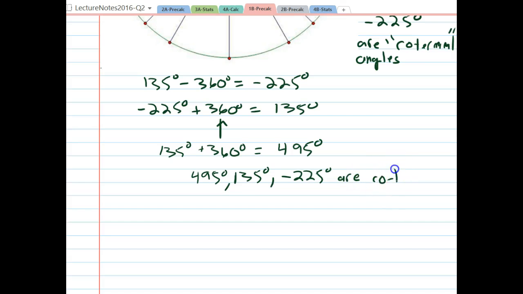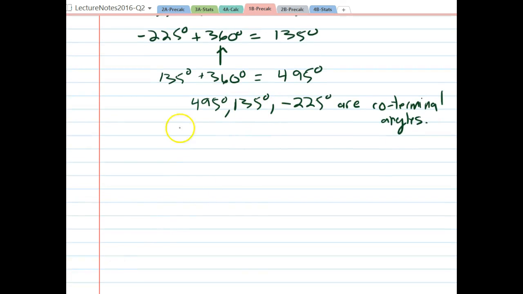So there's an infinite number of coterminal angles to any angle that you select. You just simply rotate multiples of 360. You've got yourself a coterminal angle. Okay, nothing too complicated about that.